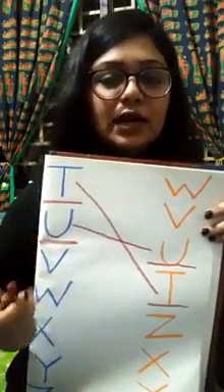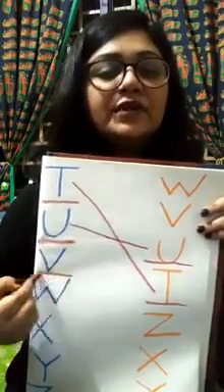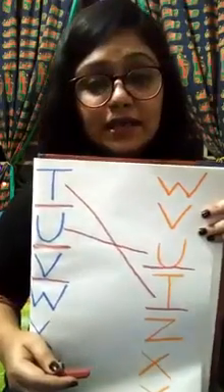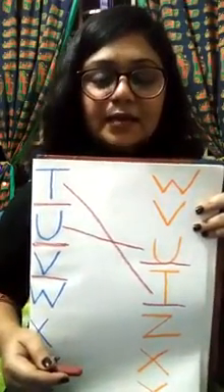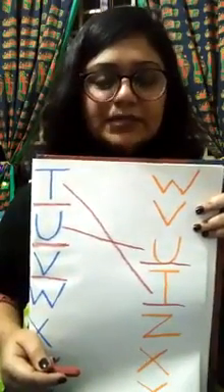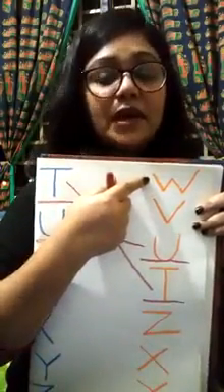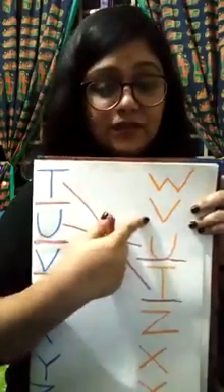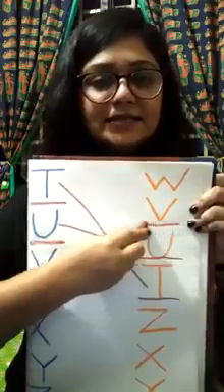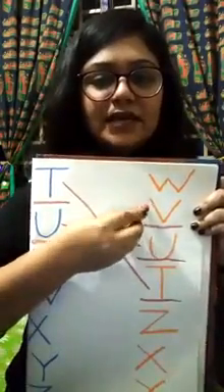After U comes V. V for violin. Violin is a musical instrument. Okay. Let's find the V here. Is this V? No. Is this V? Yes, this is V.